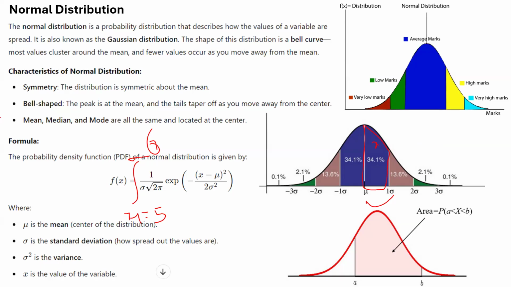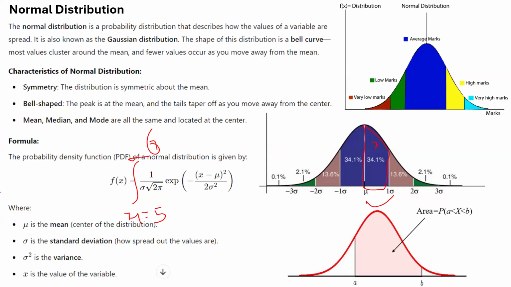What is standard deviation? The spread of data points from the mean is what standard deviation is. So if you go 1 standard deviation away from the mean, you will find 68% of the points. When you move 2 standard deviations away from the mean, you will find 95% of the data points. When you move 3 standard deviations away from the mean, you will get 99.7% of the data points. So that is what the 68, 95 and 99.7 rule means.